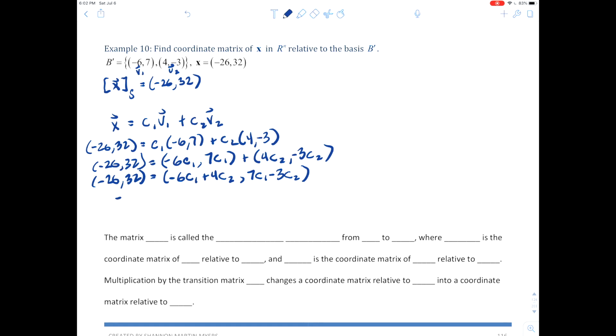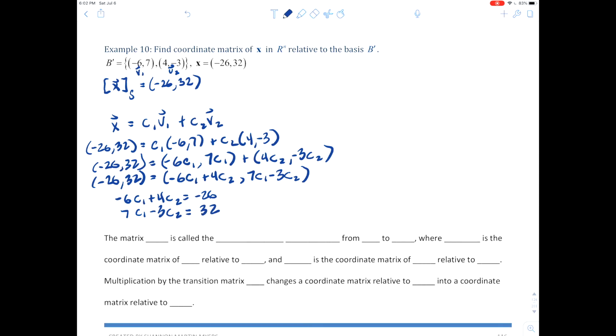So our system would be: negative 6c1 plus 4c2 has to equal negative 26, and then 7c1 minus 3c2 has to equal 32. Cool so far? So, solving that system, what would we have? We would have negative 6, 4, negative 26, 7, negative 3, and 32.